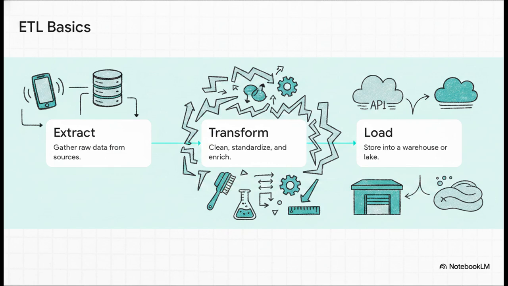Step 1 is extract. This is where we gather raw data from a bunch of different sources. Maybe it's a mobile app, a customer database, or an external API. Step 2 is transform. Now this is the heavy lifting. The raw data is messy, so we rigorously refine it. We clean it up, standardize the formats, and enrich it by combining different data streams together. And finally, step 3 is load, where we store this newly refined, pristine data into a centralized data warehouse or data lake, where it's finally ready to be analyzed.